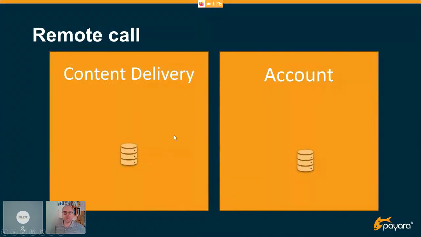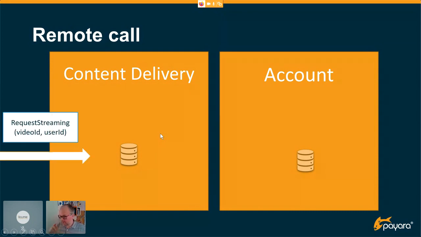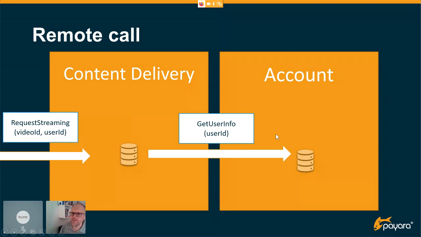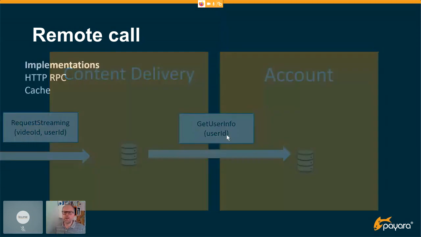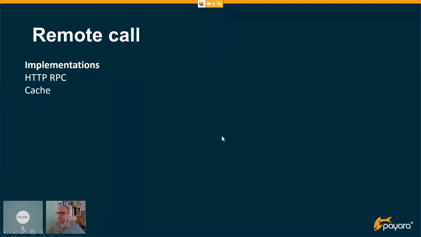So let's look closely at the remote call. That's the usual solution we are seeing these days. A request comes into content delivery with the user ID, and we ask the account service, get me some information about this user, and we get back the response and decide upon that whether the user is authorized or not. We see it usually implemented via HTTP RPC, or in very inexact terms, in a REST API.